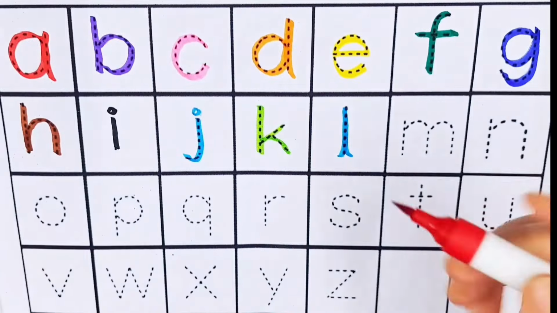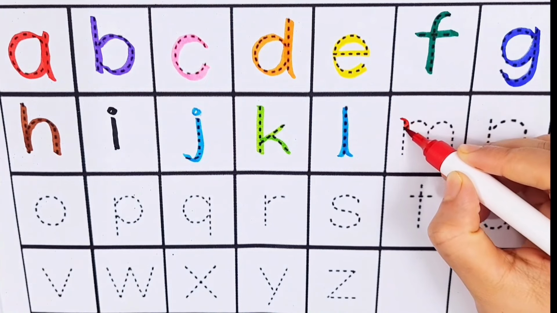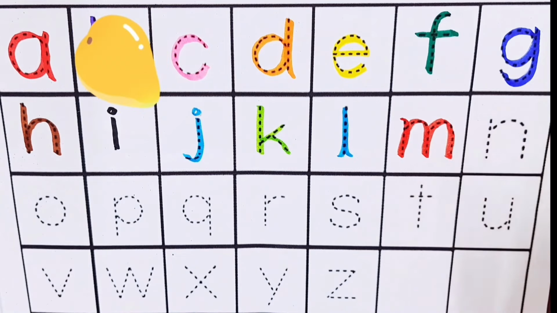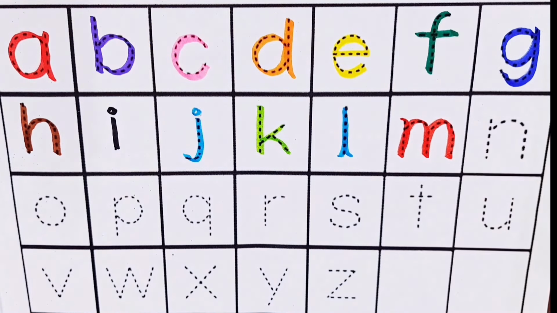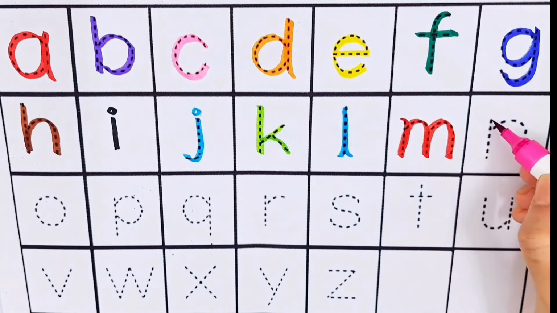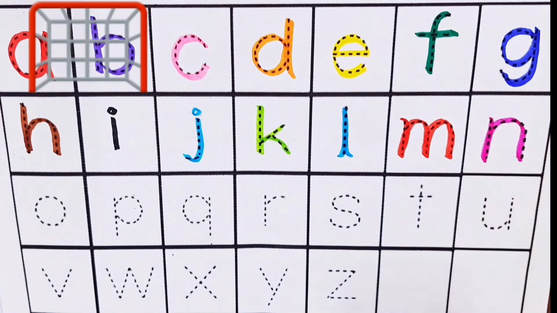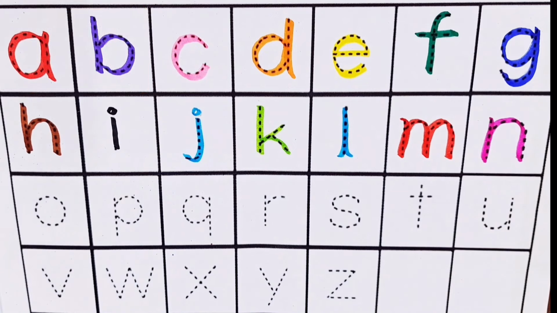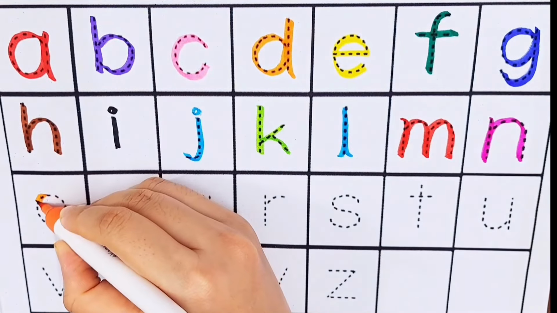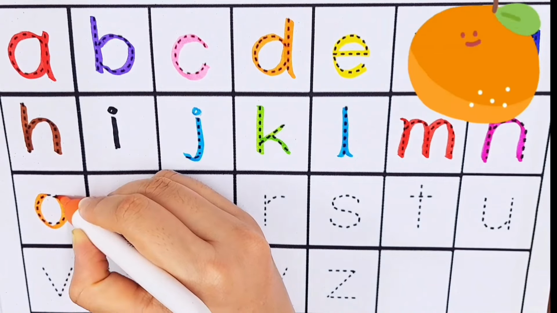Red color. M. M for mango. Purple color. N. N for net. Orange color. O. O for orange.